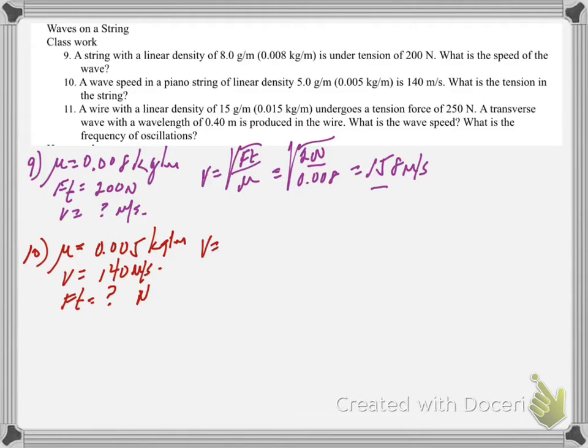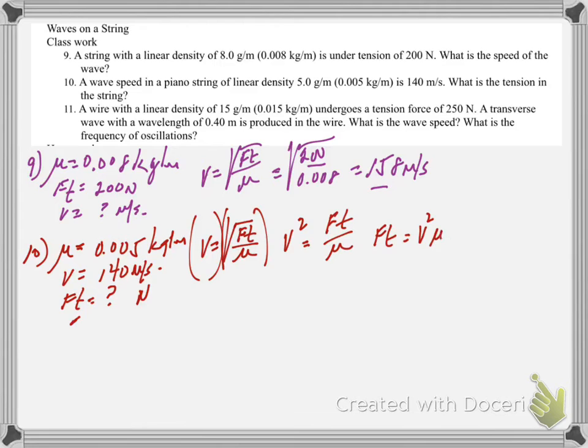We have our equation, velocity equals the square root of tension over linear density. And we want to isolate the force of tension. Before we even look at the numbers, let's isolate what we're looking for. To get rid of the radical sign, we have to square both sides. That leaves us with v squared equals F_T over linear density. Now to get tension by itself, we have to multiply both sides by mu. So we're going to come up with tension equals v squared times mu.